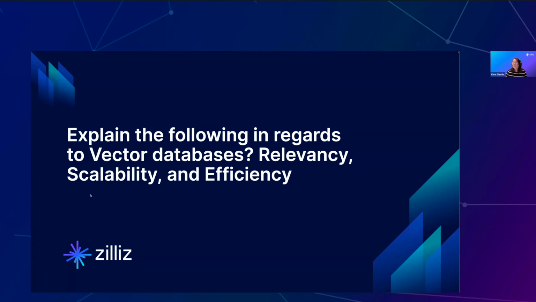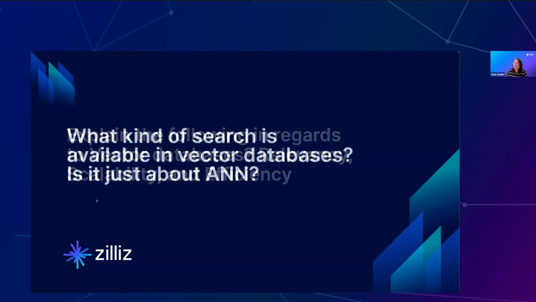That's great. So let's dig into relevancy a little bit more by asking the question: what kind of search is available in a vector database? Because you mentioned that we're trying to find something that is as close as possible, the top K. What does top K even mean?